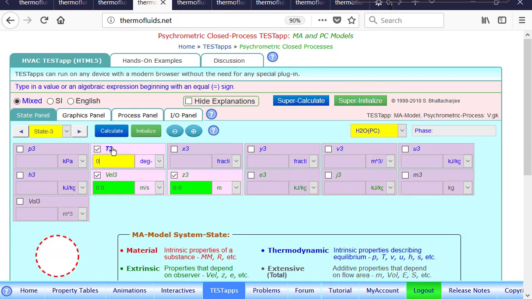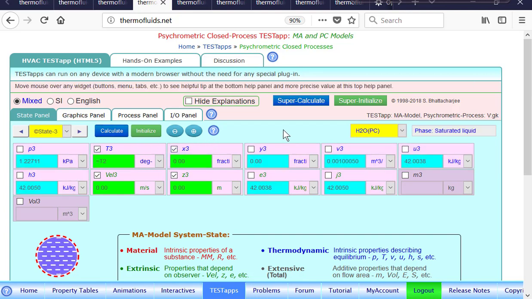The condensate is assumed to always have the temperature of the final state, which is T2, 10 degrees Celsius. And by convention, we assume it's saturated liquid. It doesn't matter whether you put pressure to be 100 kPa or X to be 0, it will produce almost the same amount of enthalpy.